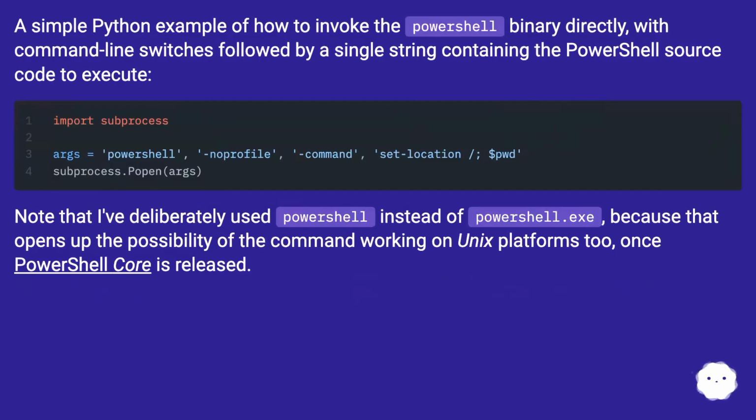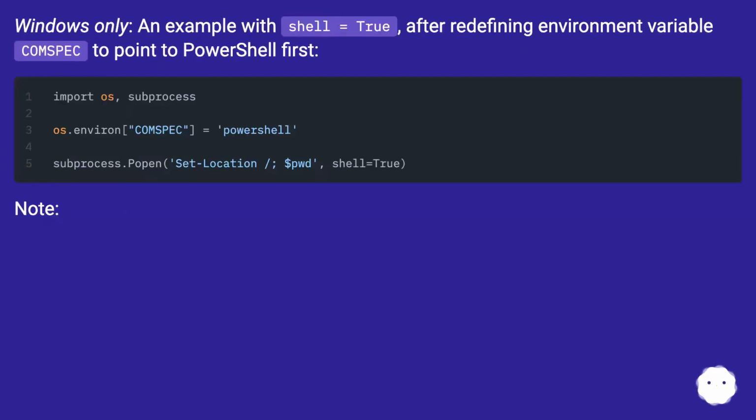A simple Python example of how to invoke the PowerShell binary directly, with command line switches followed by a single string containing the PowerShell source code to execute. Note that I've deliberately used PowerShell instead of PowerShell.exe, because that opens up the possibility of the command working on Unix platforms too, once PowerShell Core is released. Windows only, an example with shell equals true, after redefining environment variable COMSPEC to point to PowerShell first.